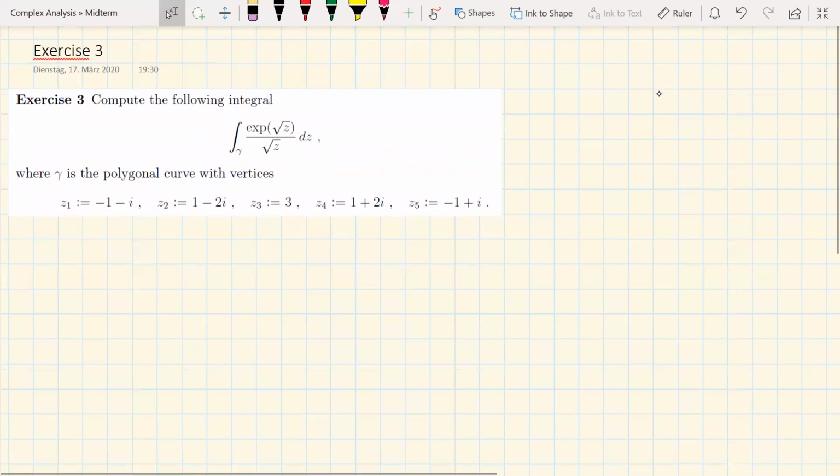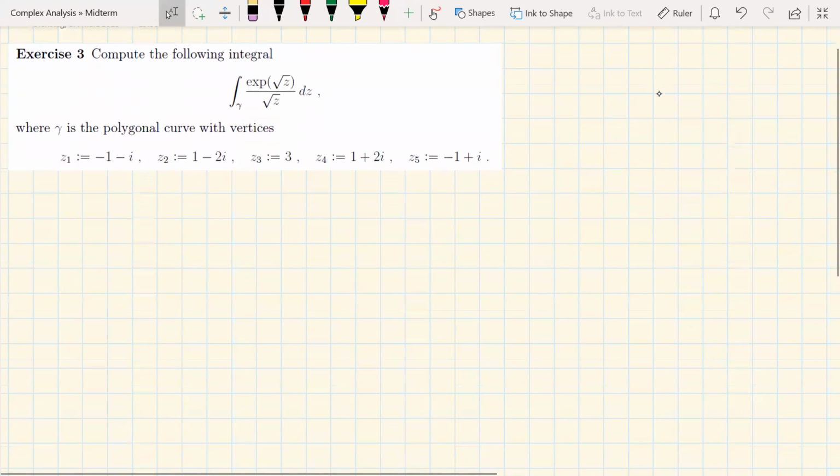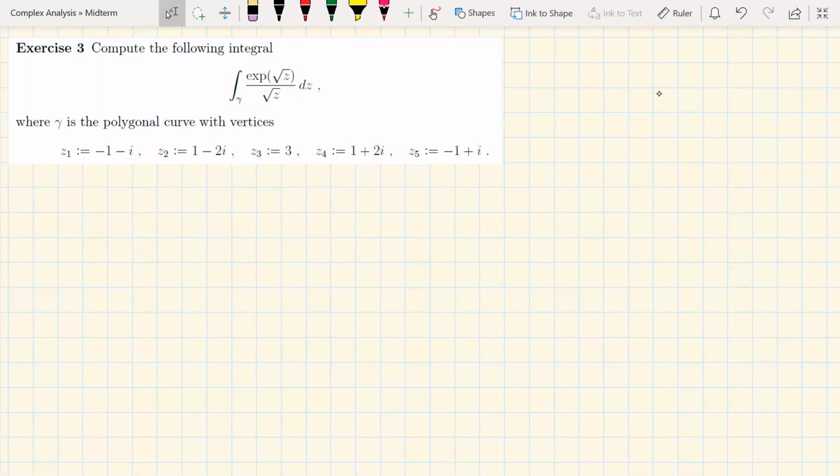Let's go on with the third exercise. We have to compute the following integral. So the contour is a polygonal curve. Vertices are given here, these 5 points.